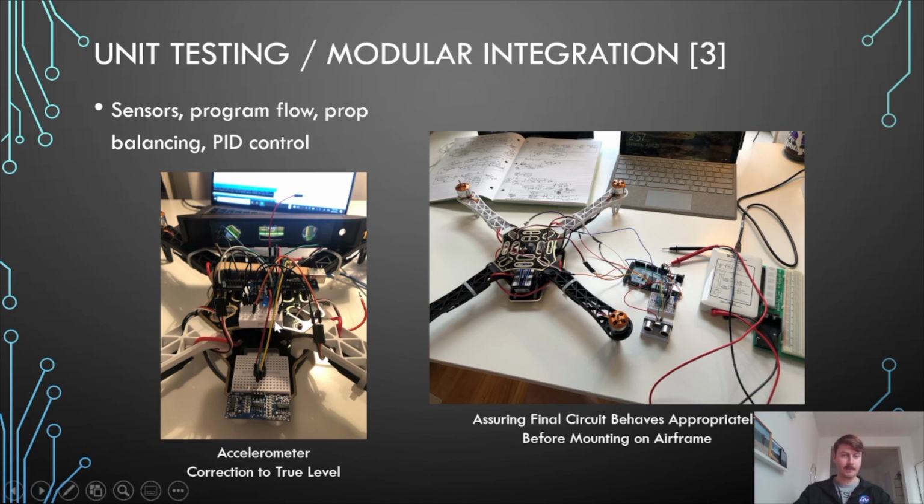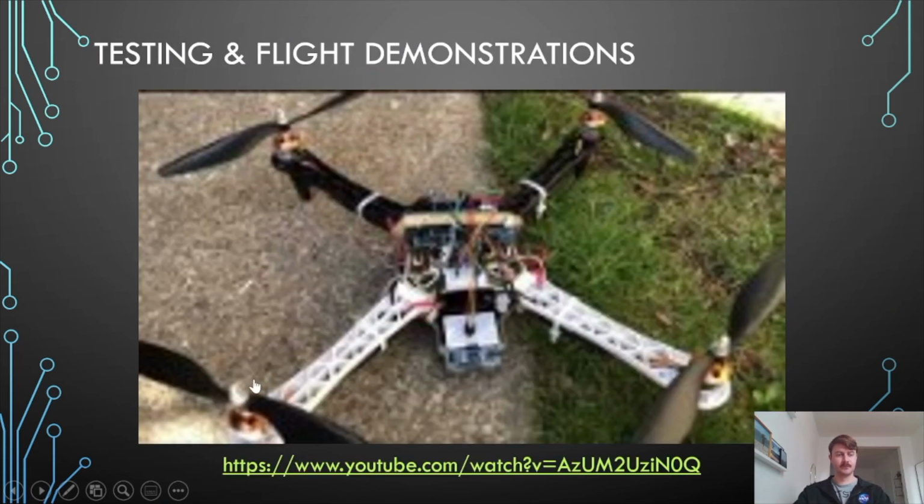Then it was all mounted, and after it was mounted, another round of calibration to make sure that true level, as shown in this picture, was established for the accelerometer sensor, as well as the rest of the sensors balanced to the fully integrated system.